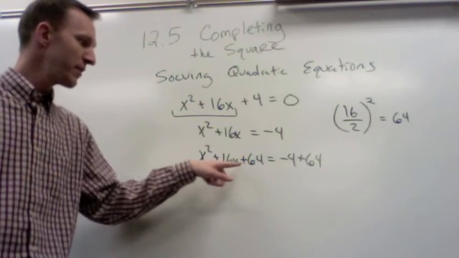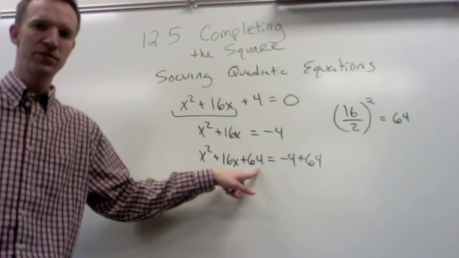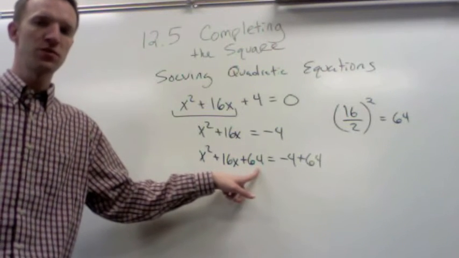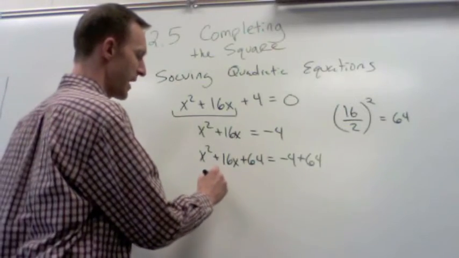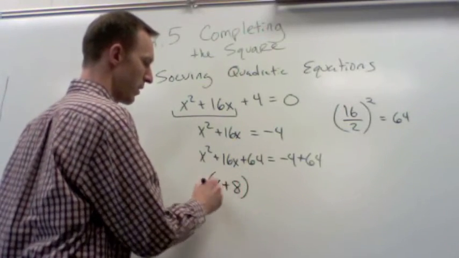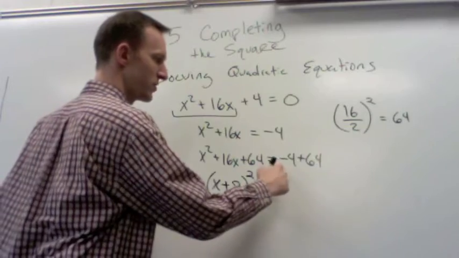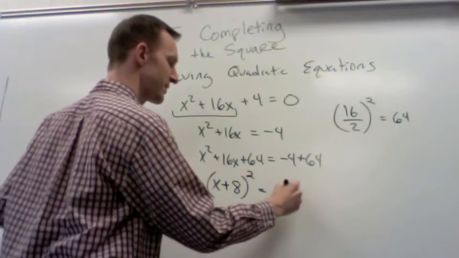So now look at this side. What is the square root of 64? It's 8. 8 plus 8 is 16. So I can rewrite this as x plus 8 squared equals negative 4 plus 64, which is positive 60.